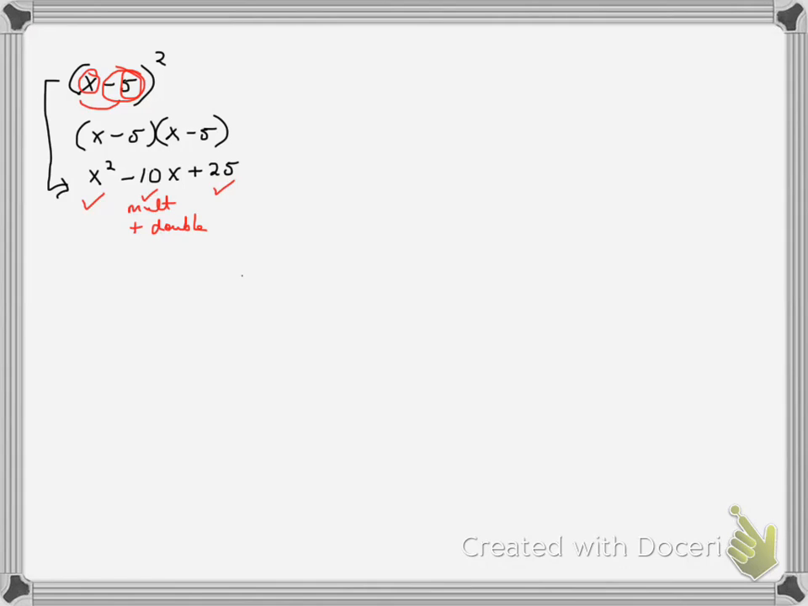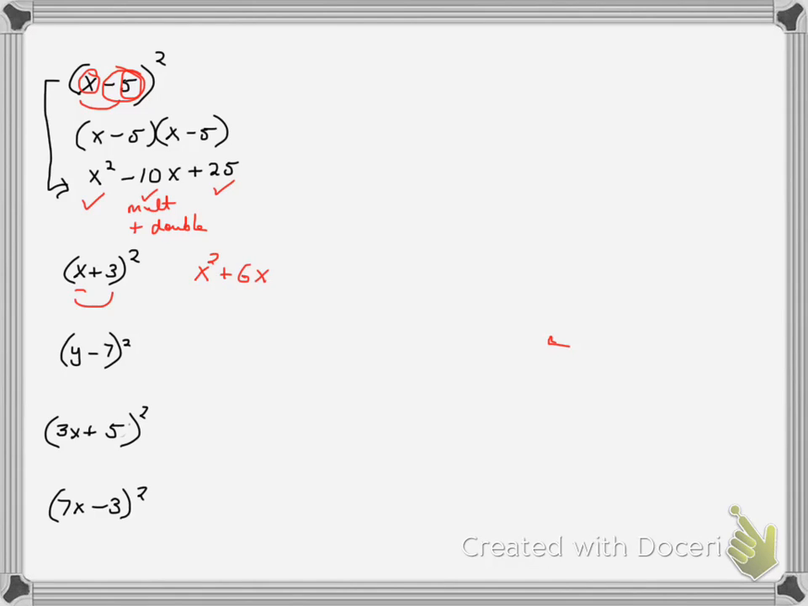Let's try another one. Let me write several, actually. You can always do this the long way, but what we're trying to teach you now is how to do it by observing the pattern. So we square the first term, x squared, multiply together 3x and double, that would be 6x, and square the last term. And that's all there is to it.